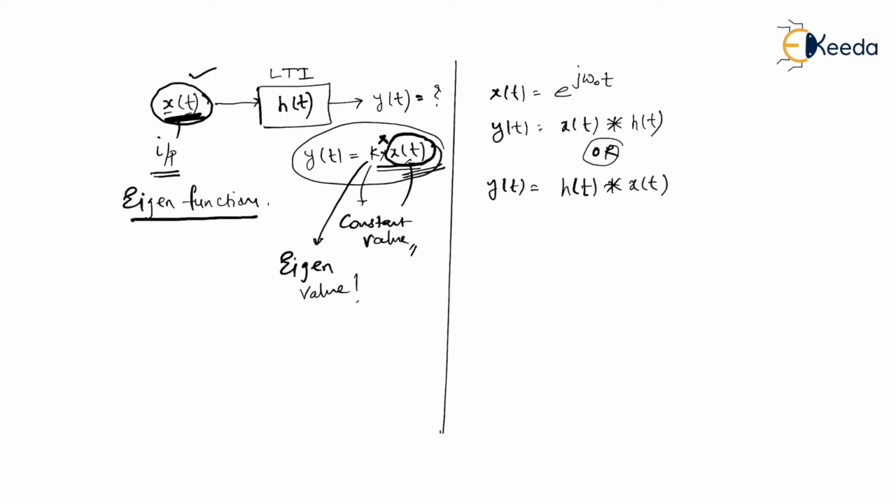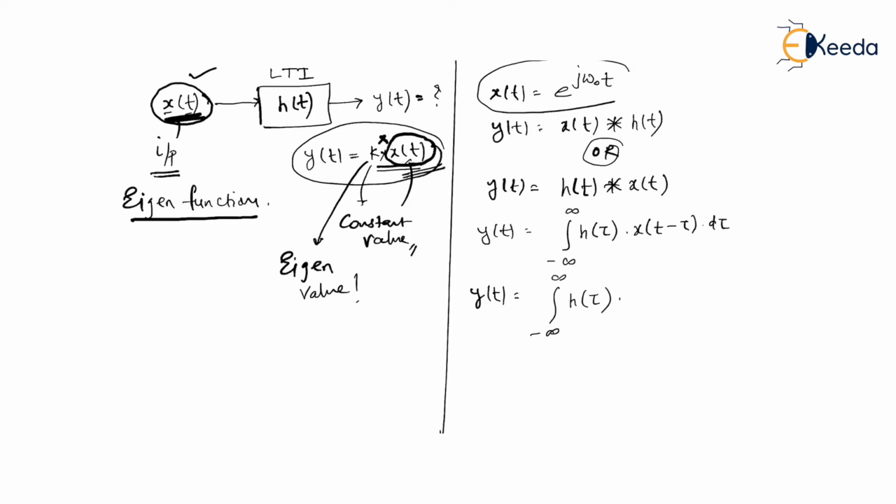And you know that in continuous time, we can use the integral formula, that is integrating over minus infinity to infinity h of tau x of t minus tau d tau. Then further I can write y of t as minus infinity to infinity. H of tau is not known to me, so let me keep this as h of tau only. What I know is x of t. From x of t, if I want x of t minus tau, the trick is just to replace t with t minus tau. So let me rewrite that e to the power j omega naught, in bracket we will have t minus tau, d tau.